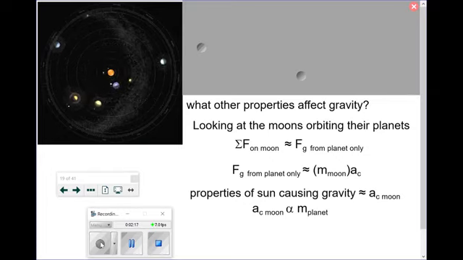So again, by looking at the centripetal acceleration of the moons and the number of moons that orbit the planet, we can come up with some idea of how the size or mass of the planet affects the gravitational pull on the moon. Newton realizes that there looks like a proportional relationship, where if I have a planet that is 10 times more massive than another planet, it would create 10 times more gravitational force at the same distance than the smaller planet.